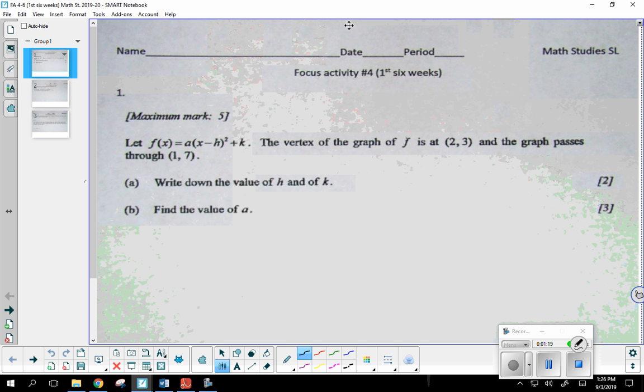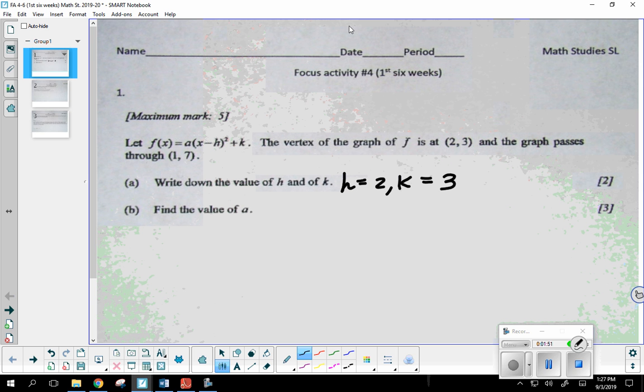All right, so let's see here. We have a maximum of 5 marks for this problem. This is a quadratic. A times x minus h squared plus k. What form of a quadratic is that? That's vertex form, where we see the vertex at hk. It says the vertex of the graph of f is at 2, 3, and the graph passes through 1, 7. Write down the value of h and k. Well, that's pretty straightforward. What's h? H is 2. K is equal to 3.